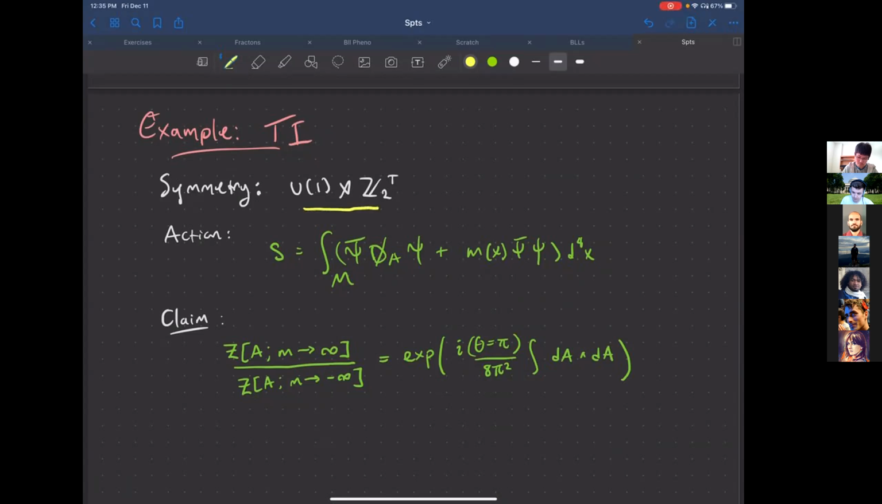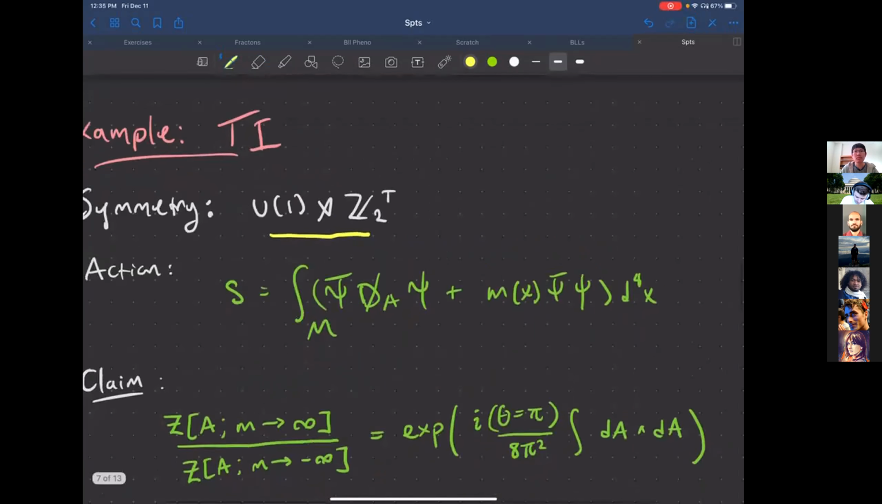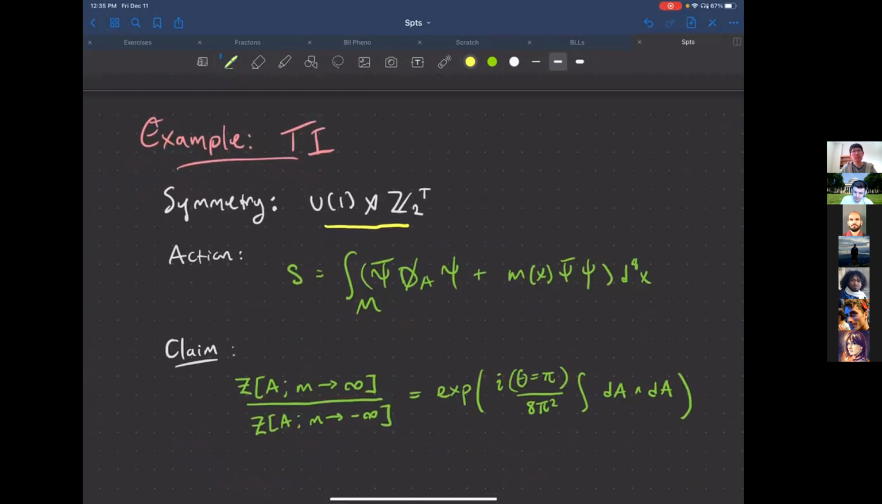So we're going to be considering a system where we have some U(1) charge conservation symmetry, and we're also going to have time reversal symmetry. And I think I wrote the semi-direct product in the correct direction, but what this means is that the time reversal symmetry doesn't commute with the U(1) symmetry. Anyway, we have these two symmetries, and what we're going to consider is a microscopic action that is just a Dirac fermion with a mass.